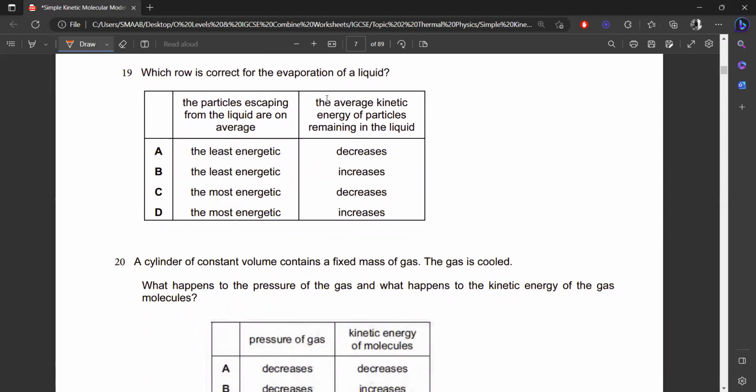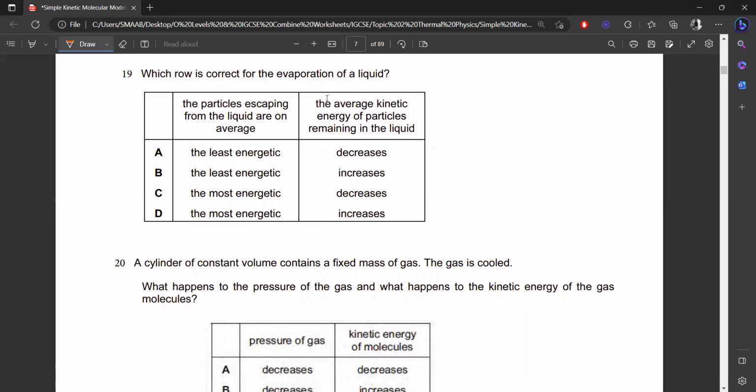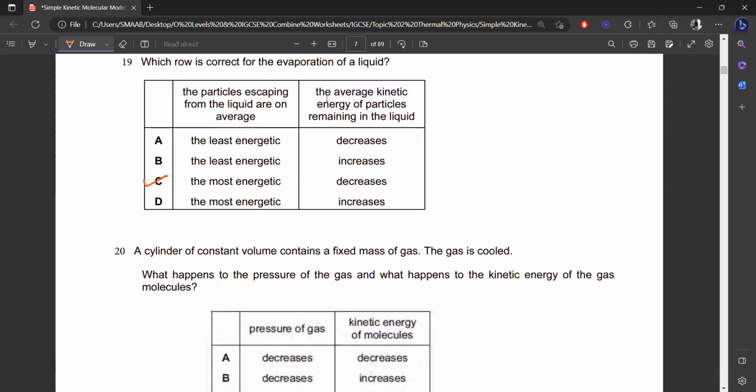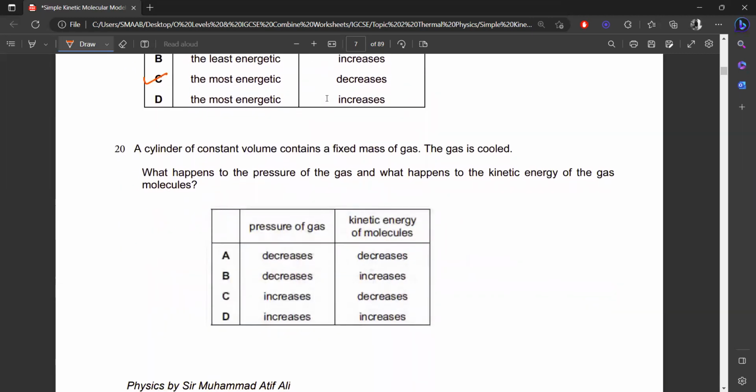And which statement is correct for the evaporation of a liquid? C. The particles escaping from the liquid are on average the most energetic. Yes, C is the right answer.